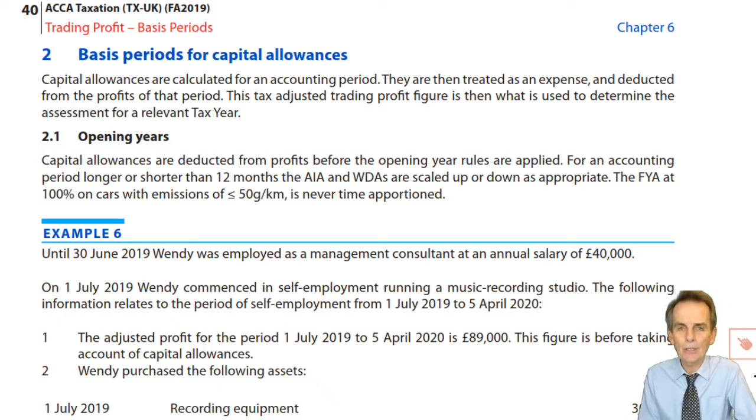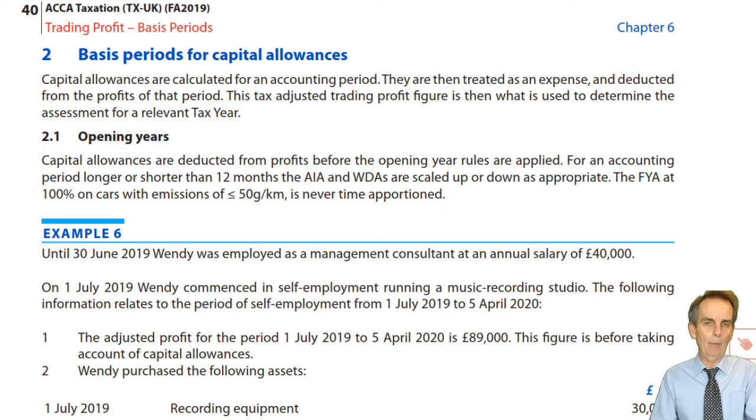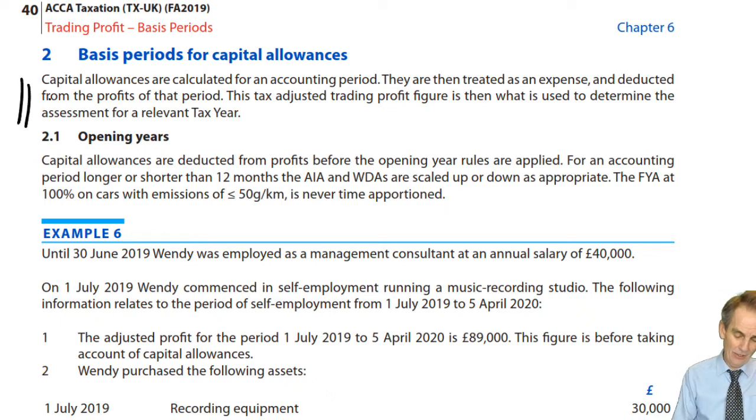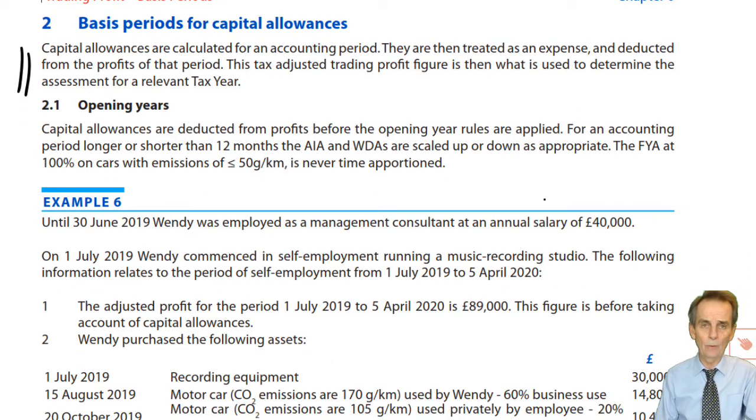Now, how does that impact as regards a capital allowance computation? Firstly, here, as we'll see in opening years, and then as we have in fact already seen in the closing years of an unincorporated trade. Again, the introduction, just explaining to you there what we do. The capital allowances, as we've said, are prepared for the accounting period. The tax-adjusted trading profit is after deducting those capital allowances, and that is the figure to be used within our assessments.